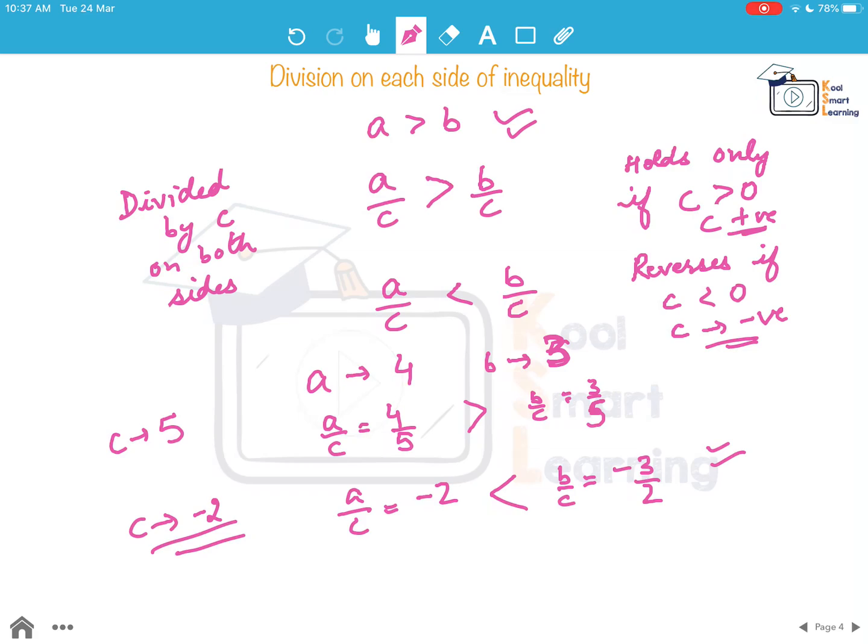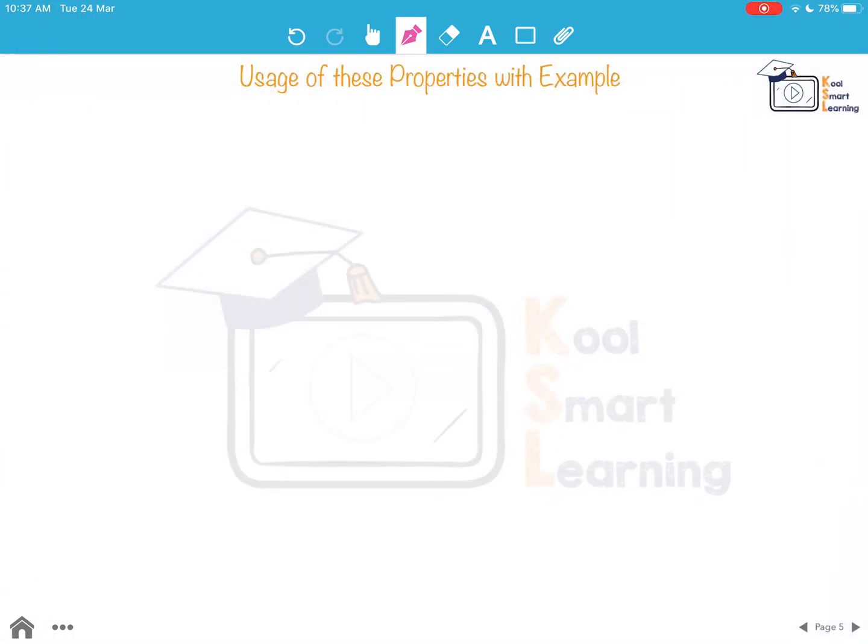But for multiplication and division, there is a condition on C, on the number or variable which we are multiplying or dividing on each side of the inequality. So this inequality will hold in case of division and multiplication only if the number which is divided or multiplied is positive. The inequality reverses if it is negative. Now we are going to see how we are going to use these properties. Where do we use them and how is it important?